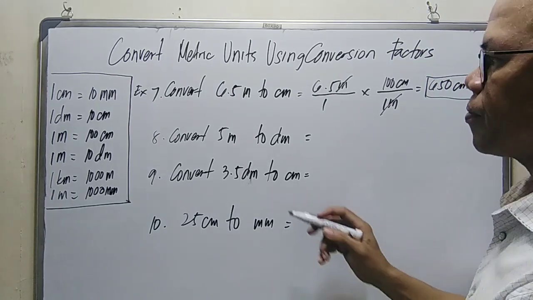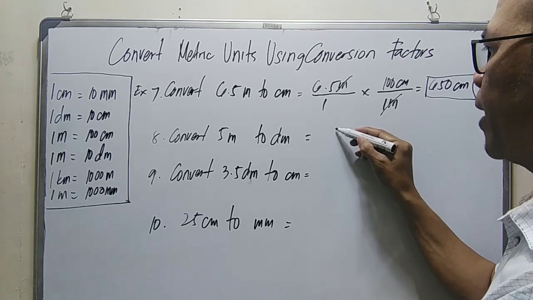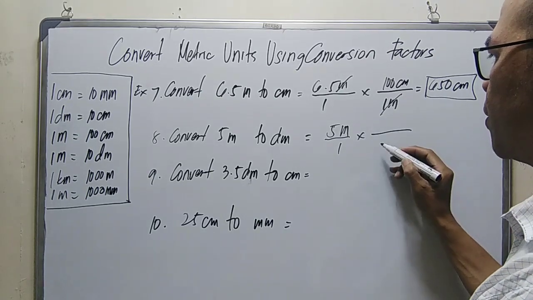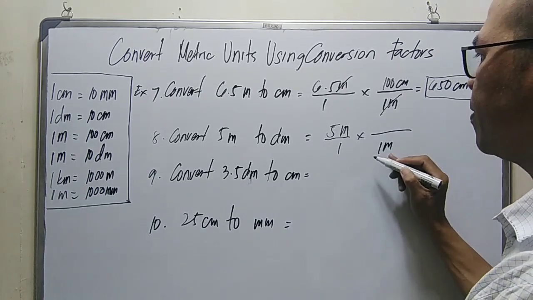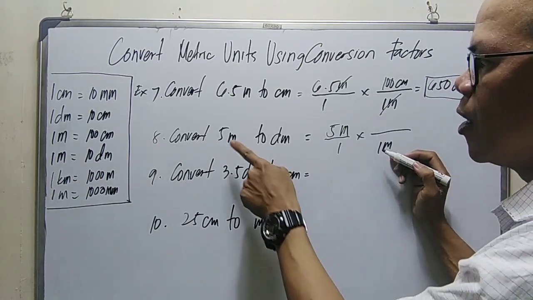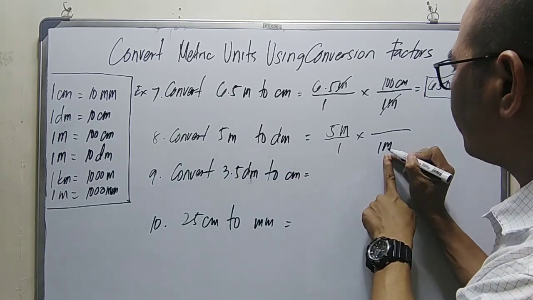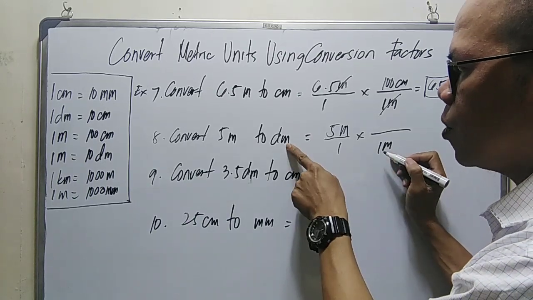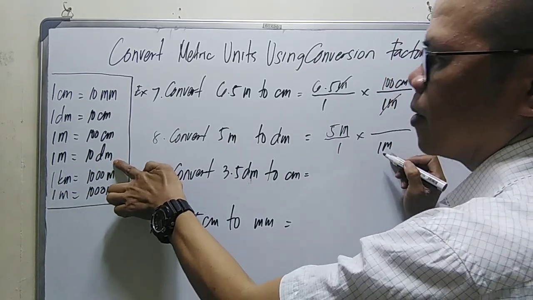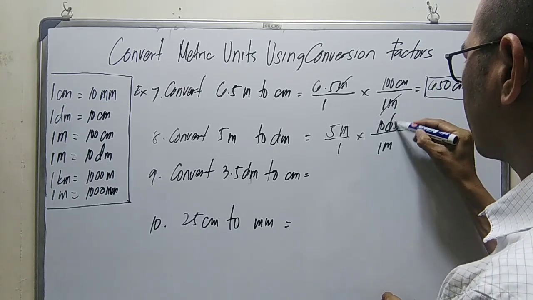Okay, number 8. Malapit na tayo. So, convert 5 meters to decimeters. Okay? So, 5 meters over 1 times 1 meter tayo kasi dapat yung denominator is the same sa ating original na measurement, which is 5 meters. So, meters ang denominator natin dito. So, 1 meter is equivalent to how many decimeter? 1 meter is equal to 10 decimeters. So, lagay natin dyan, 10 decimeters. Okay, sorry ha.